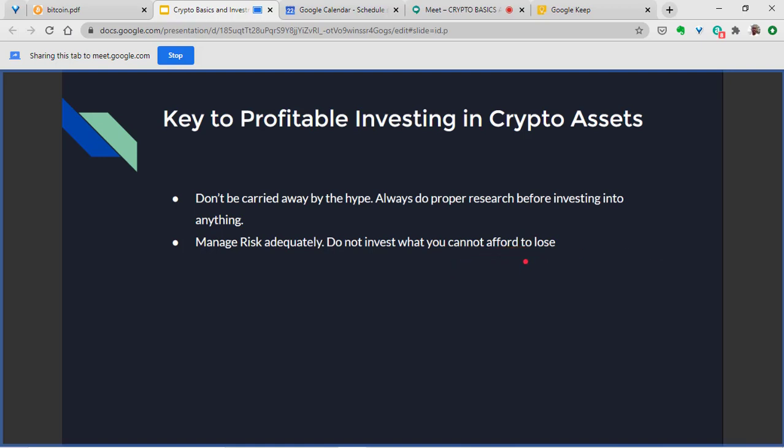Some lost their houses, some lost their businesses, because when you take a loan, you put up collateral. So do not invest what you cannot afford to lose.